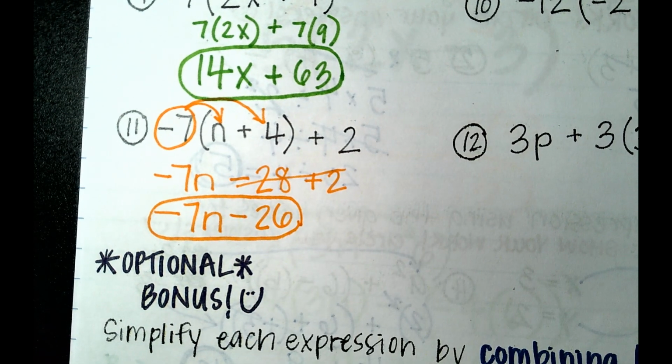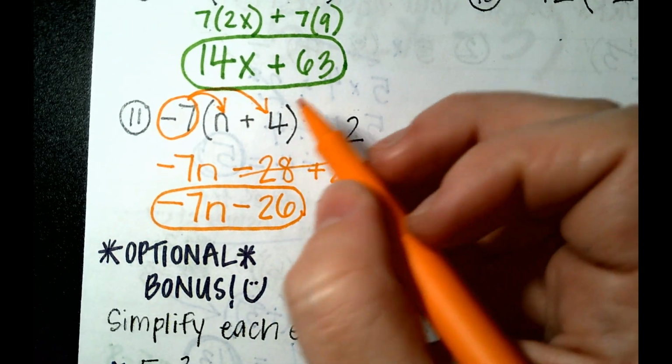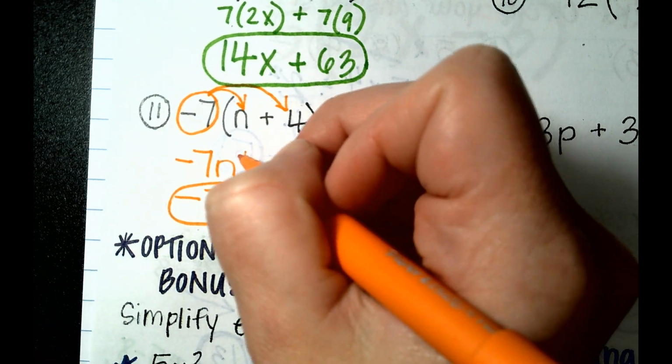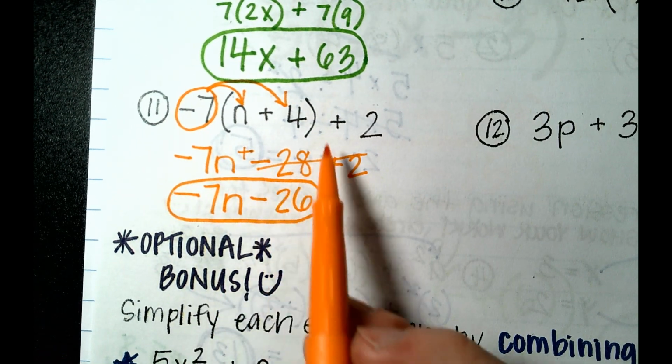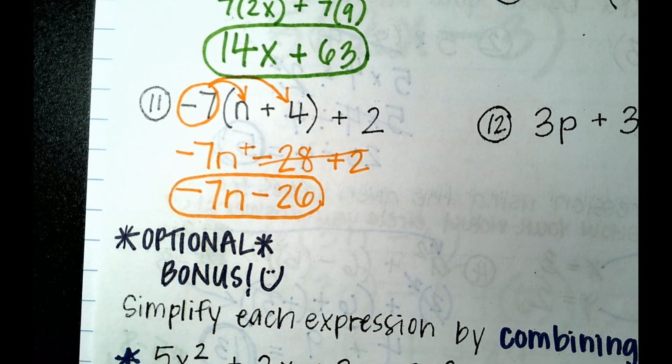If it seems a little bit confusing why that happened, I wonder if anyone is confused, it might be because I didn't bring my plus sign down. So really, negative 7n plus negative 28, then we can see that it is a negative number. Okay.